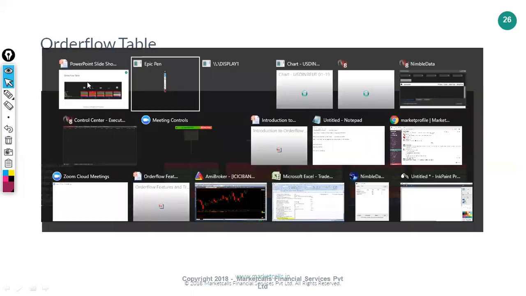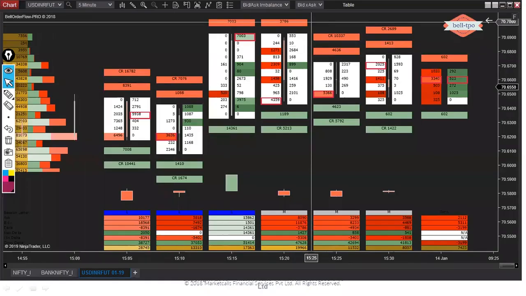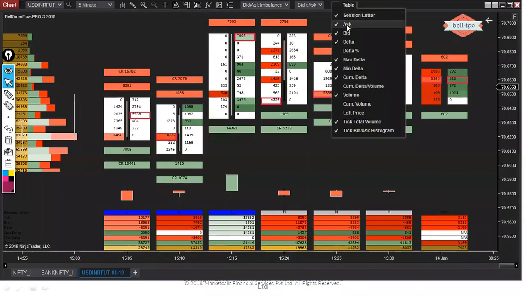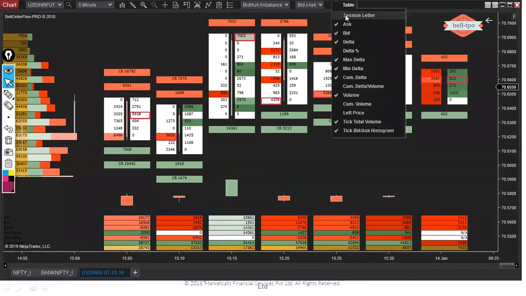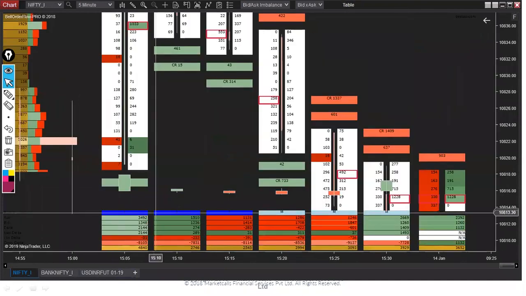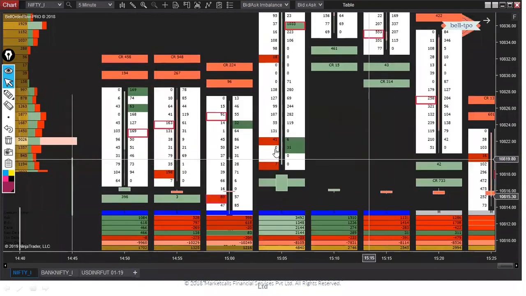So, but there are multiple. If you go to the table, you can enable or disable whatever you want. One is the session letter. Let's say I'll go to Nifty. It shows the market profile letter, what letter is currently running.